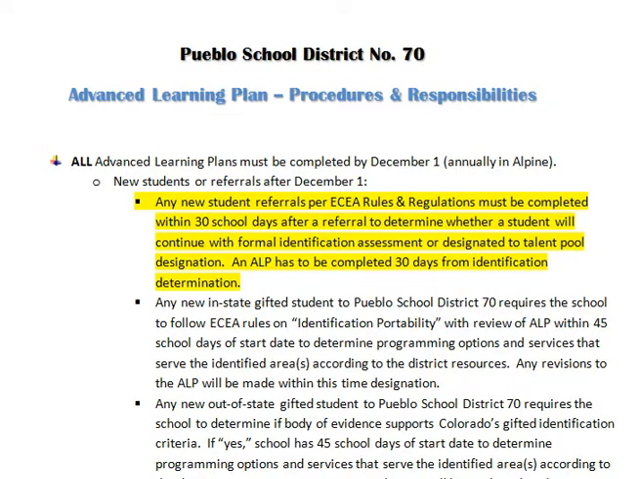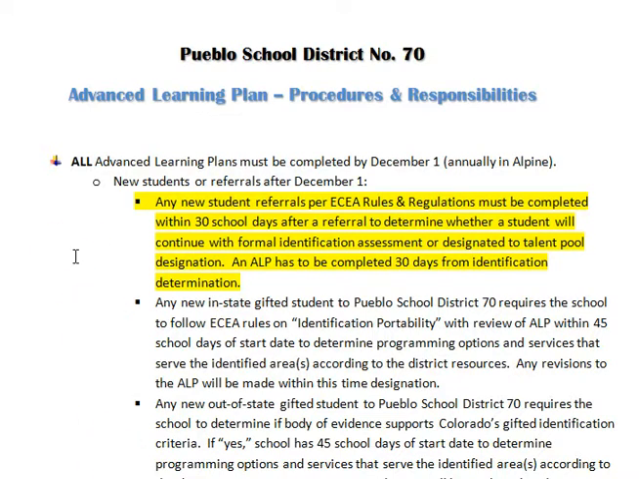First, all advanced learning plans for this current school year, 2015-2016, must be completed by December 1. Your gifted education representatives at your school have already been made aware of this and are already working towards that. This is going to be done annually in Alpine from this point forward, and auditing internally will happen in the spring semester. The only exception to this is for new students or referrals that come in after December 1.